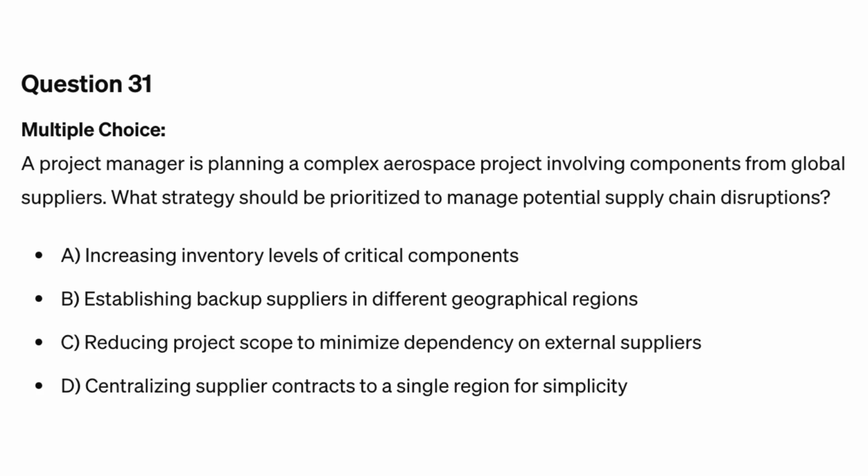Question 31. A project manager is planning a complex aerospace project involving components from global suppliers. What strategy should be prioritized to manage potential supply chain disruptions? A. Increasing inventory levels of critical components. B. Establishing backup suppliers in different geographical regions. C. Reducing project scope to minimize dependency on external suppliers. D. Decentralizing supplier contracts to a single region for simplicity.